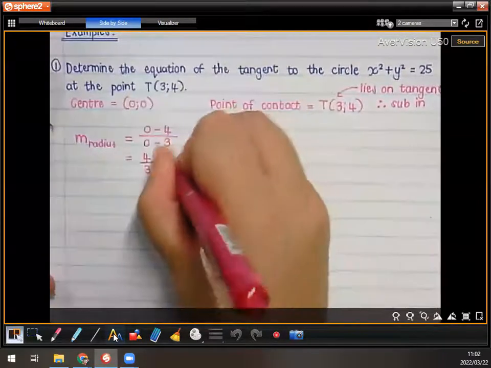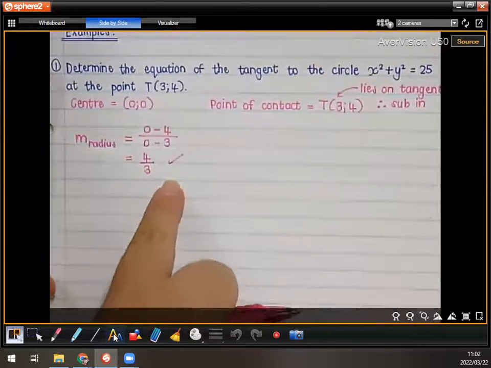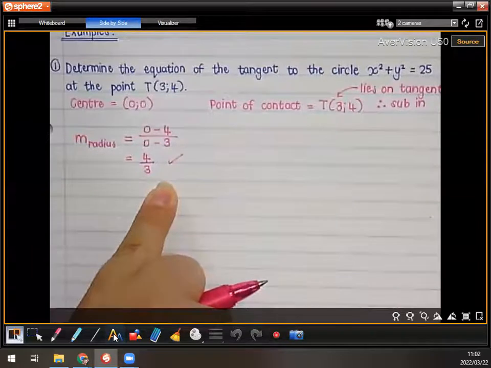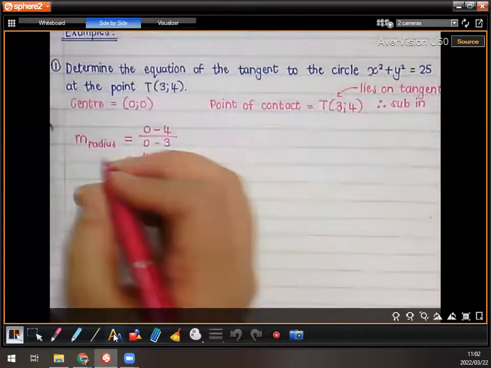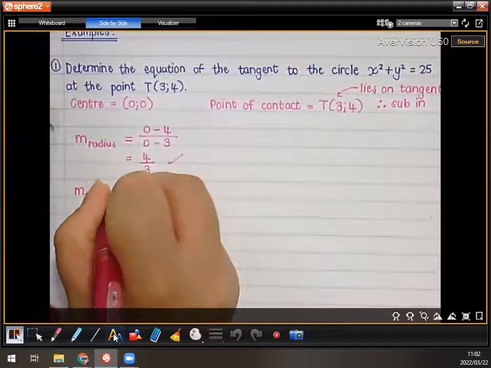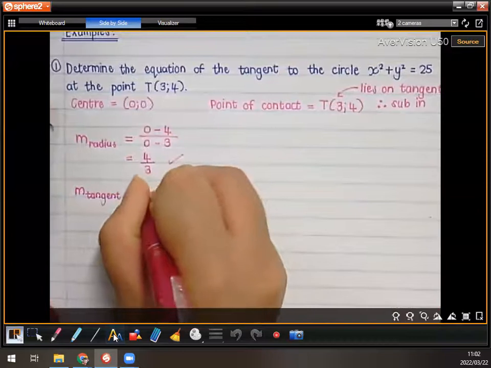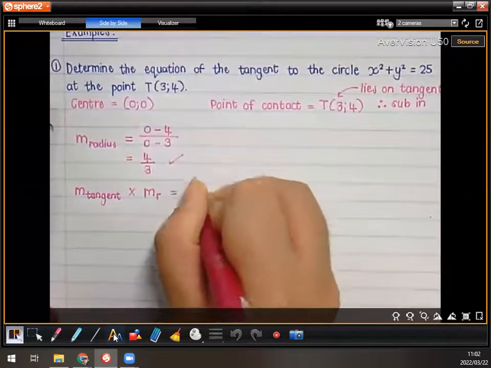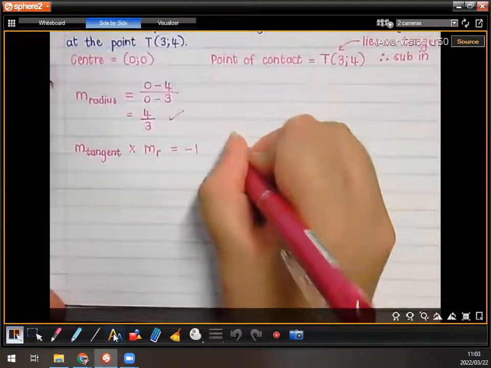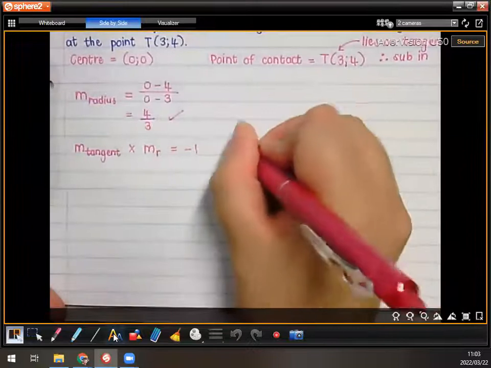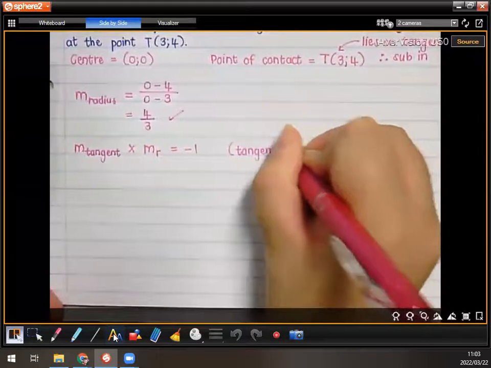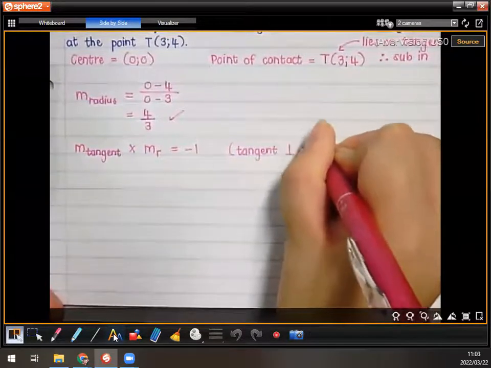That's your first mark, guys. Remember, this is not the gradient of the tangent, this is the gradient of the radius. The tangent is perpendicular to the radius. So now we're going to say gradient of tangent times gradient of r is equal to -1. You don't have to write this in brackets on the side when you're doing it. Let's just write it now because it's the first example. We can do this because the tangent is perpendicular to the radius.